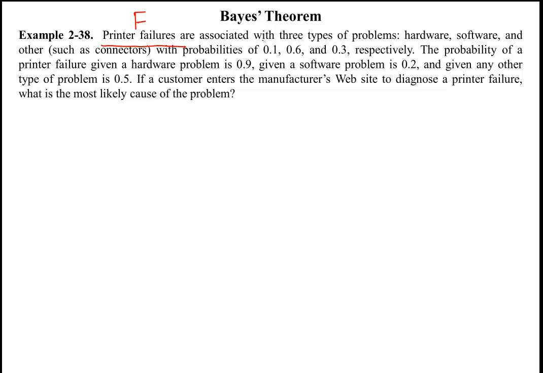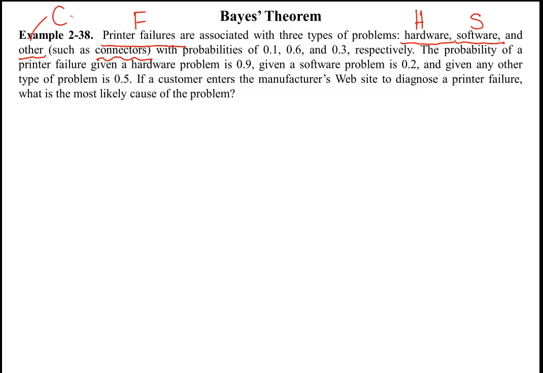And printer failures are associated with three types of problems that a printer could have. A printer could have hardware problems. Let's label that as H. A printer could have software problems. Let's label that as S. And there are other things that could cause problems. O. And I'm a little bit leery about using O when you're talking probabilities, so let's actually just call it C to be clear later, so we don't make a mistake and think we have a zero probability.